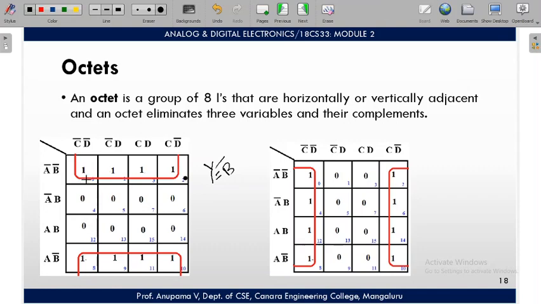Now go column wise, I can see C bar D bar, C bar D, C D and C D bar, and all these terms get eliminated. I have explained how all the terms get eliminated while explaining the quad. So it is 1. Now the final answer will be y is equal to B bar.